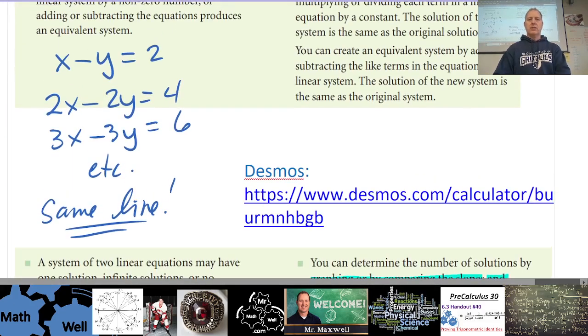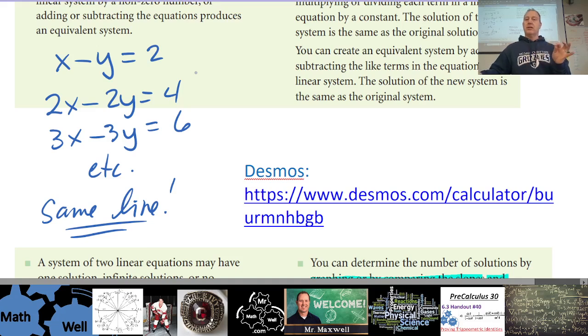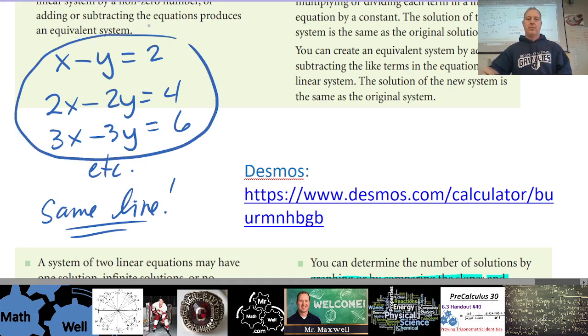Okay, so let's just take a look at this. Let's say we have a line, x minus y equals 2. If you multiply this equation by 2, you get an equivalent line. You get the same line, but it just looks a little different. This is 2x minus 2y equals 4. If you multiply everything by a constant, even another constant like 3x minus 3y equals 6, these are all the same.